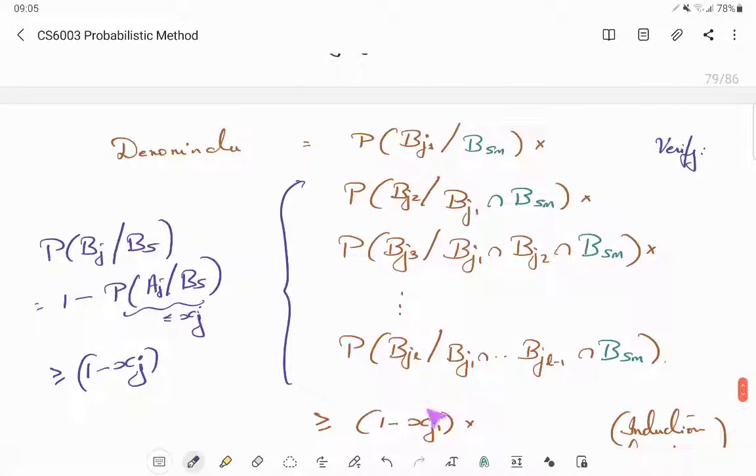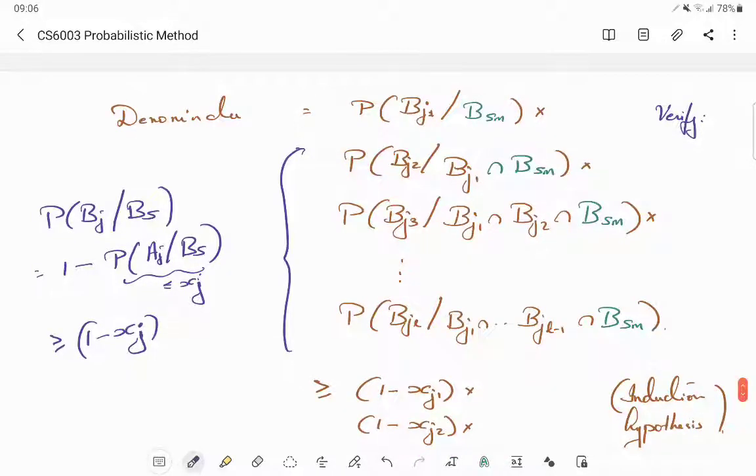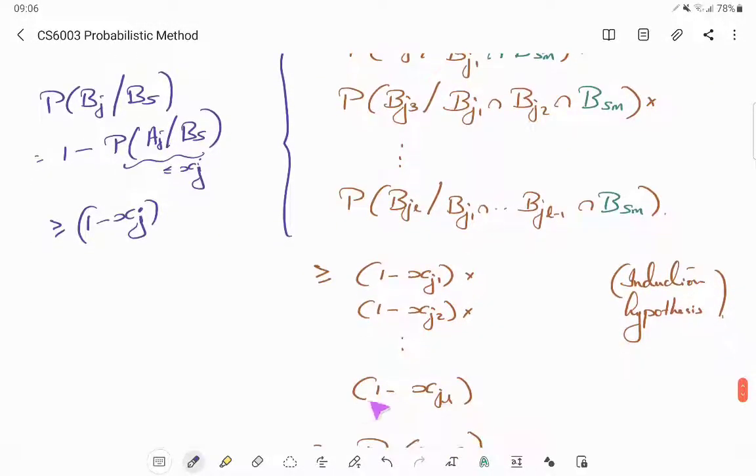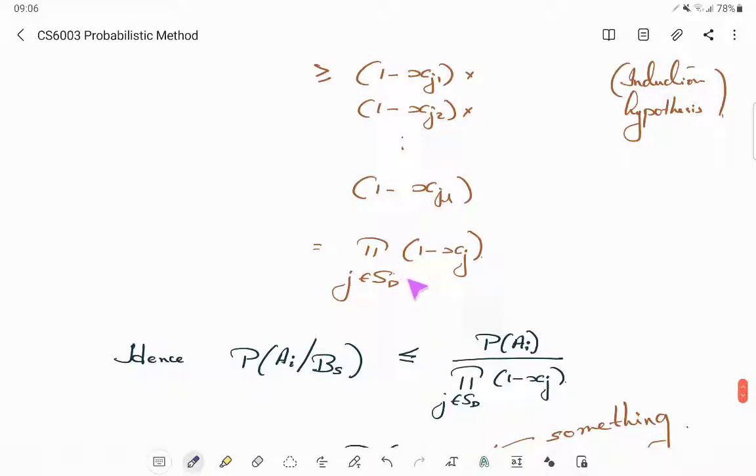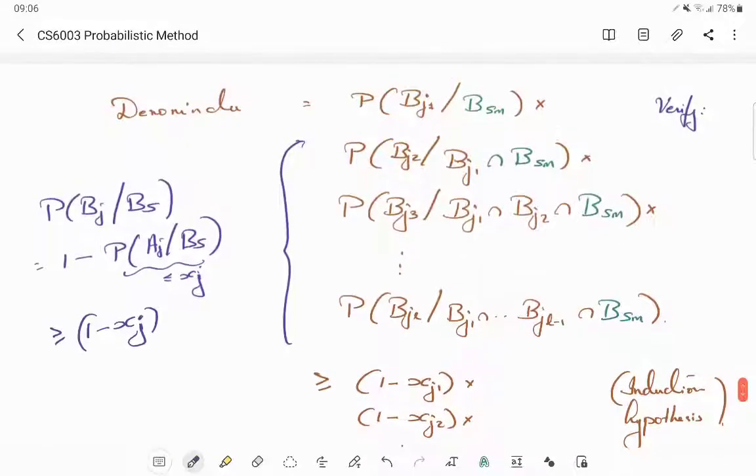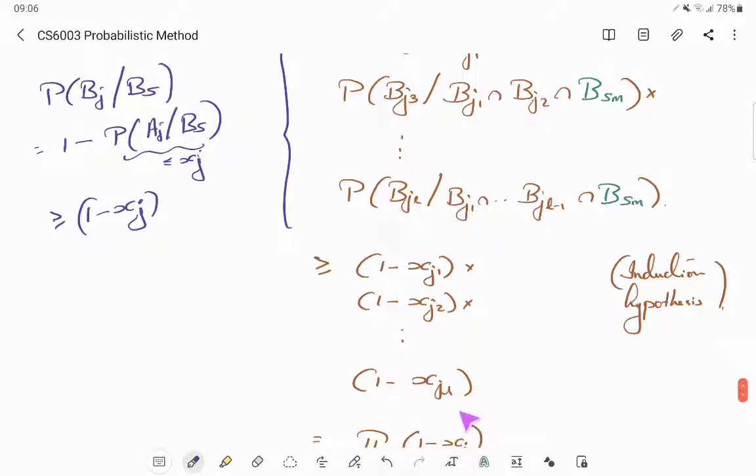The first guy is at least 1 minus xj1. The second guy is at least 1 minus xj2, and so on. The last guy is at least 1 minus xjl. These are all positive quantities, x is between 0 and 1. So you multiply all of them, and this is what you get: the product over j in S intersect Di of 1 minus xj. Sorry, this is a lower bound. Yes, this is a lower bound on the denominator.